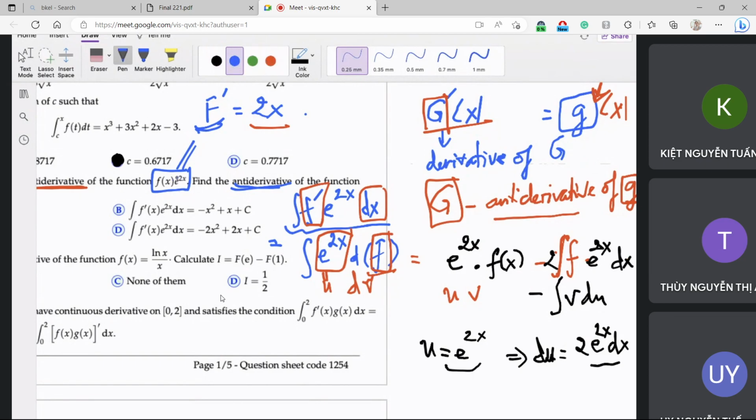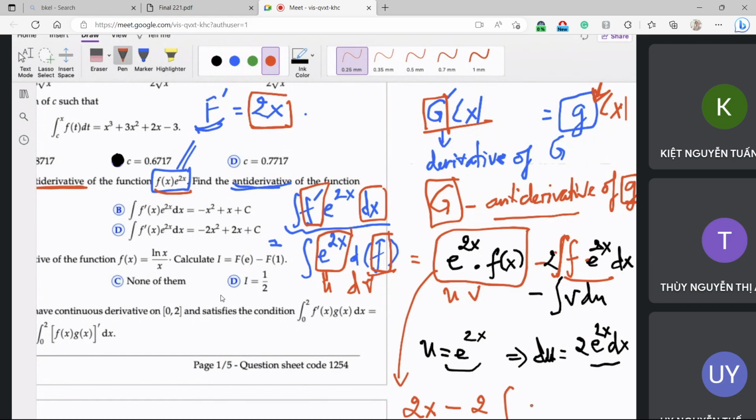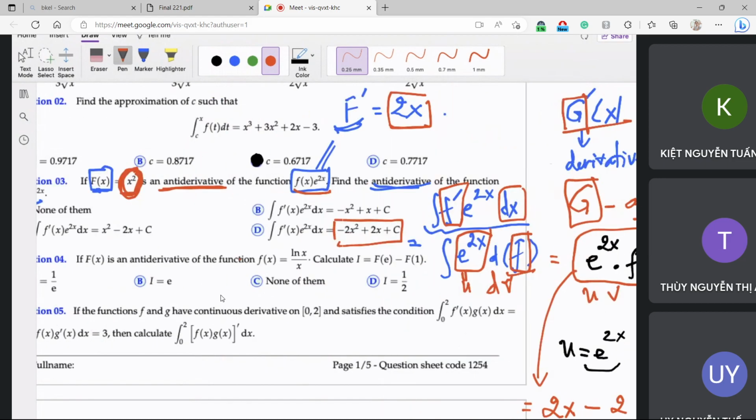And here, because we have f times e to 2x, we found it. It's 2x, right? So this function we replace by 2x, and it becomes minus 2 times the integral of 2x dx. Okay? So what do you obtain? This one is 2x squared plus c, right? So the answer is D. See it? Yes or no?